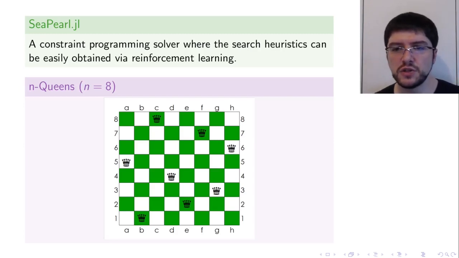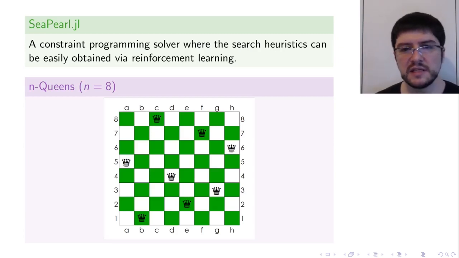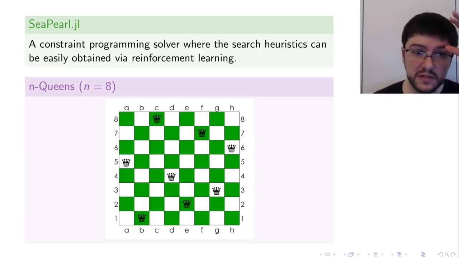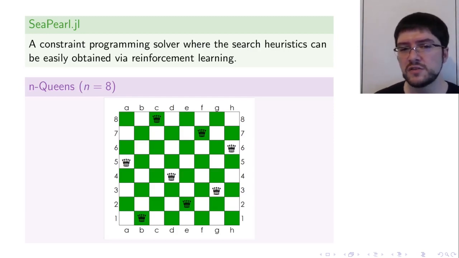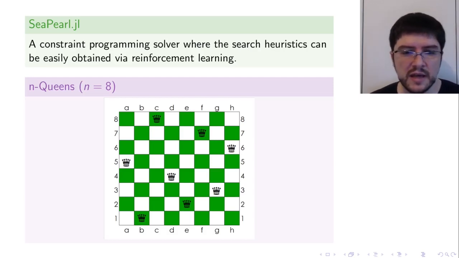And the last guy to join the crew is basically SeaPearl.jl. It's a constraint programming solver where the search heuristics can be easily obtained via reinforcement learning. Let me show you some example of code for the n-queens problem. So the n-queens problem is just a chessboard on which we want to put 8 queens that do not intersect each other regarding lines, columns, and diagonals.